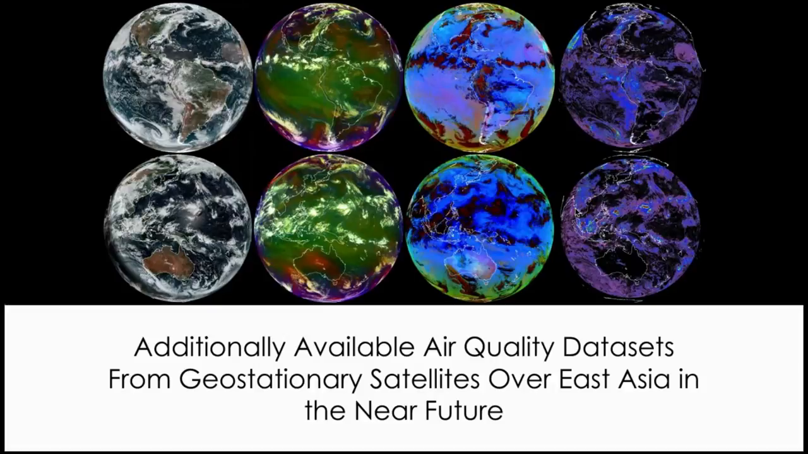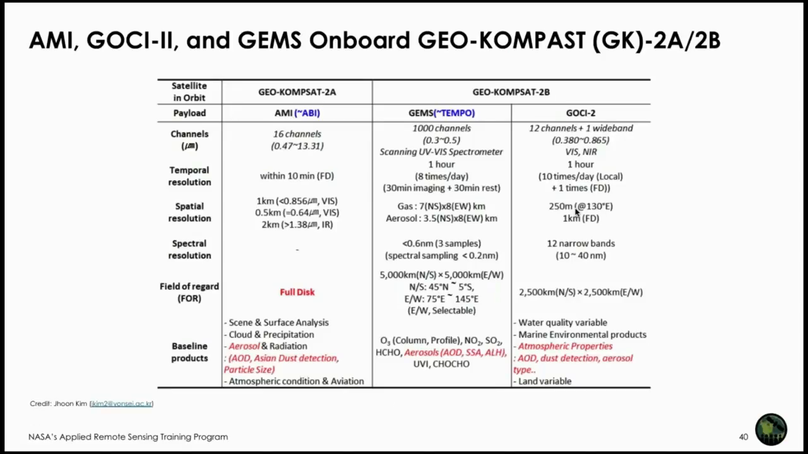The last part is the additionally available air quality data sets from geostationary satellites over East Asia in the near future. This is the main information for the GEOCOMSAT 2A and 2B, which is the next generation of geostationary satellites operated by Korea.